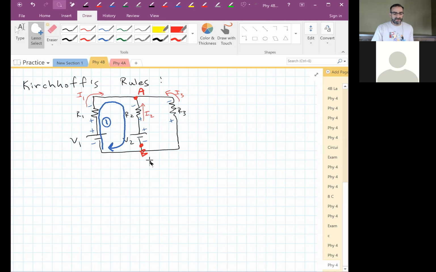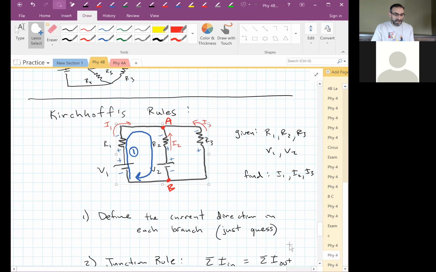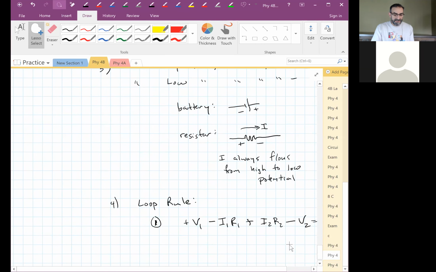We need Kirchhoff's rules. So it looks like there are two junctions in this circuit, A and B, but really they're symmetric. They both give you the exact same equation. Whatever current flows in at B flows out at A, or vice versa. So when we set up our junction rule, we saw that we immediately got the same equation.